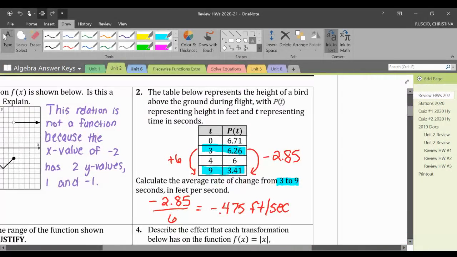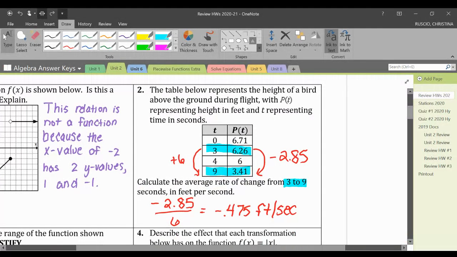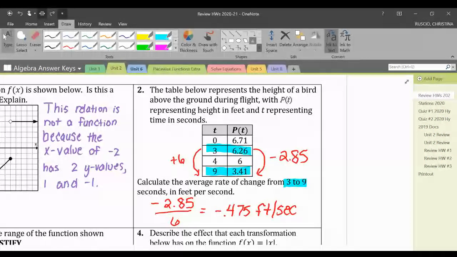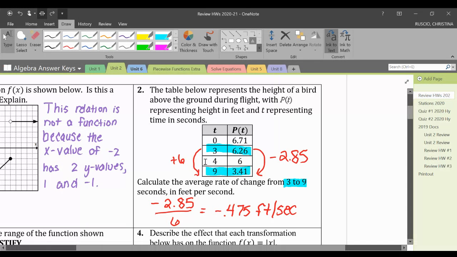Okay, here is question number 2. In number 2, it's asking us to calculate the average rate of change from 3 to 9 seconds. So remember what I've said, whenever we're finding average rate of change, you should be thinking what? Make a table of 2 points, the slope between 2 points. So I only care about when the time is 3 and 9. The other 2 points don't matter to me.